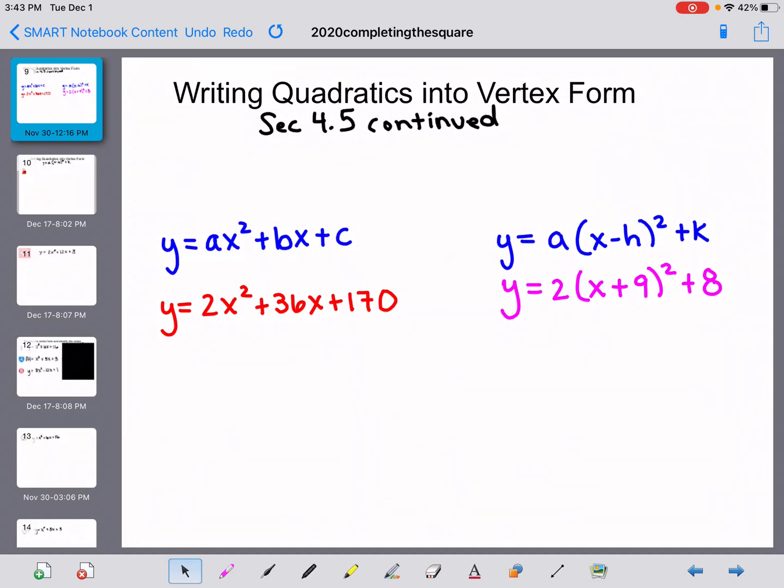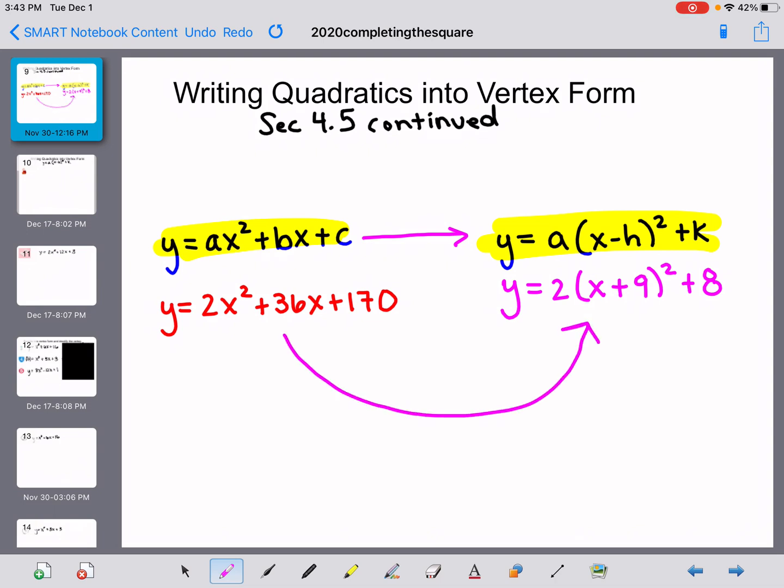All right, so this is a lesson, section 4.5 continued, which is the section on completing the square. And we are going to focus on rewriting a quadratic from standard form into vertex form. So here, this is our standard form. And what we're going to do in this section is rewrite something from standard form into vertex form, which is what this is here. So for an example, you might be given this red equation, y equals 2x squared plus 36x plus 170, and we are going to rewrite it into this pink equation, 2(x plus 9) squared plus 8.